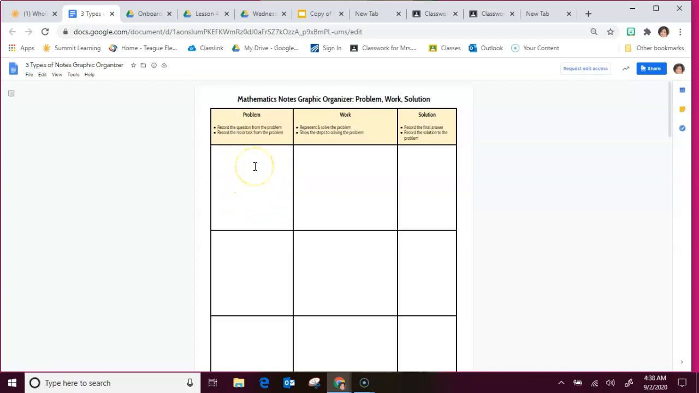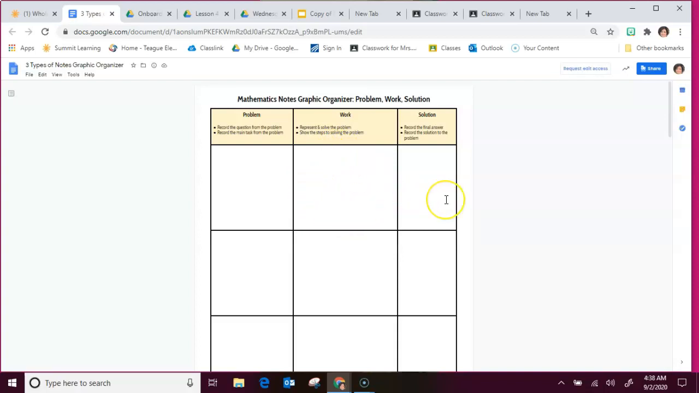So when you're watching these videos, you're going to be pausing them a lot. When you find out what the problem is, you're going to pause it and go to your graphic organizer and write it down. Next part, you're going to watch the video, see what they're representing and solving the problem, showing your steps. Your work part will go in this section.